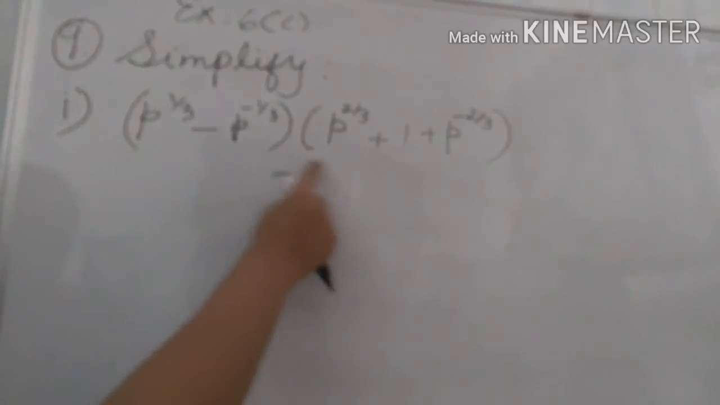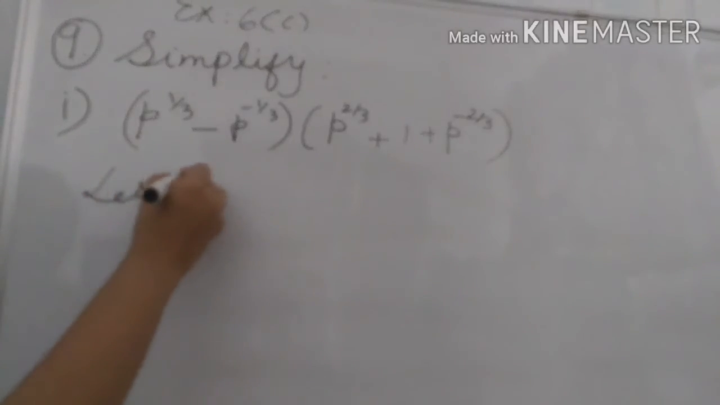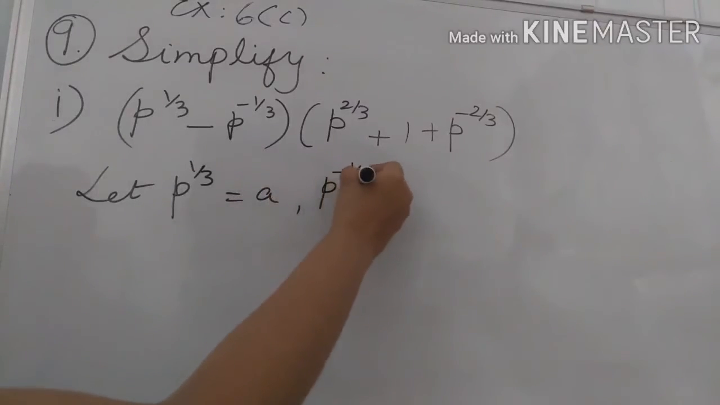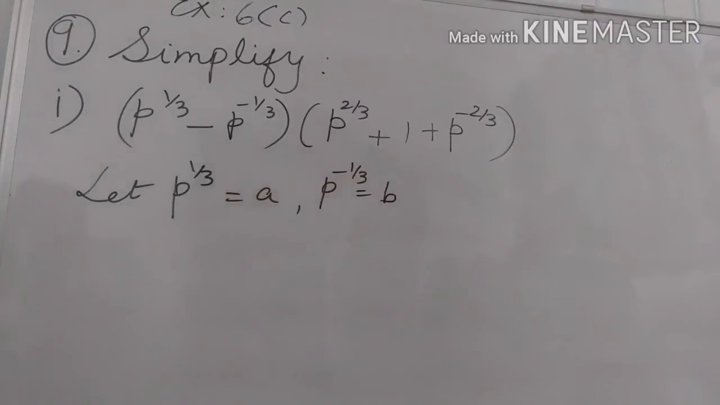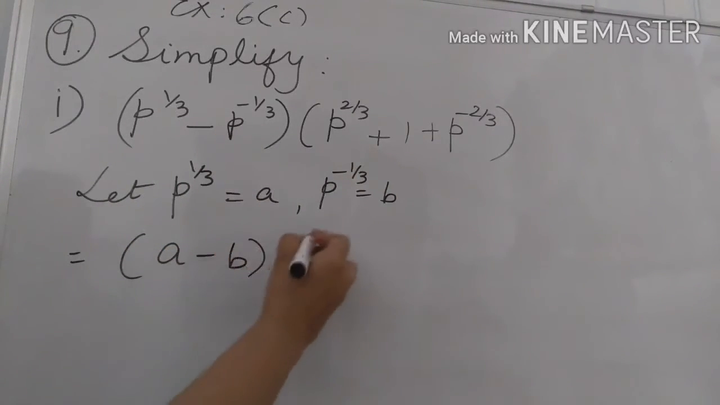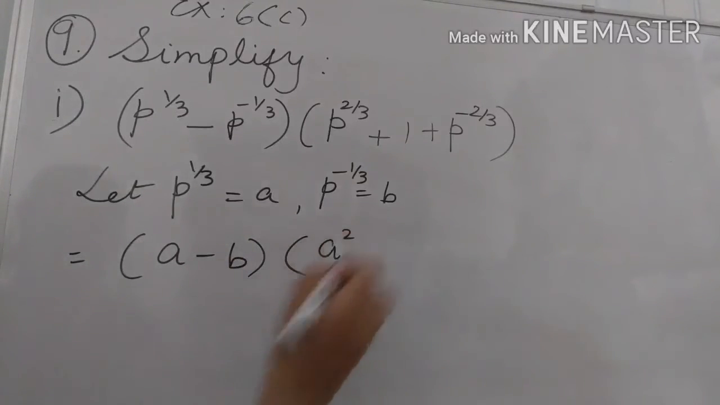Now exercise 6C, question number 9, simplify type of question. Now these are somewhat different type of question. So here we are given two brackets. So first of all we'll let p raised to 1 by 3 as A and p raised to minus 1 by 3 is equal to B. So the first bracket we reduce as A minus B, and the second bracket will be A square. How A square? Some of the students must have doubt here.